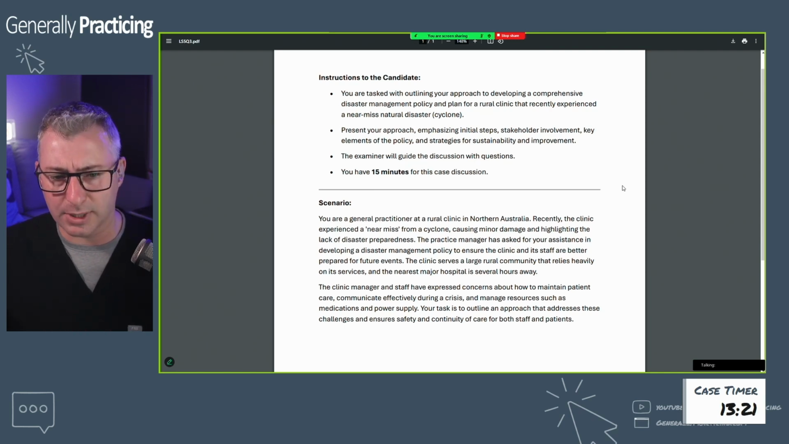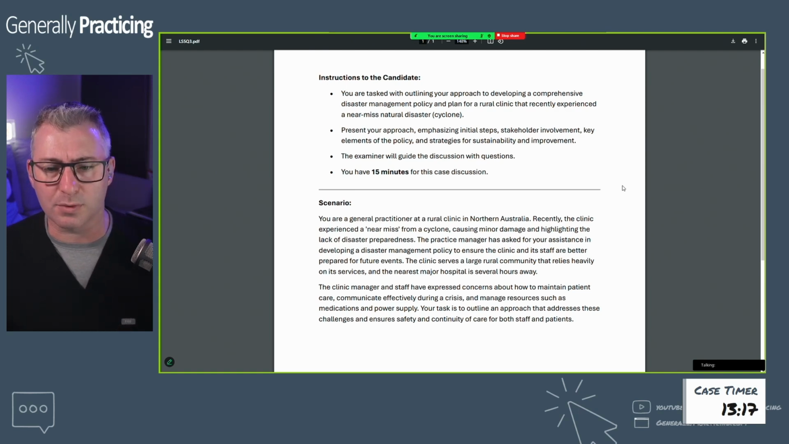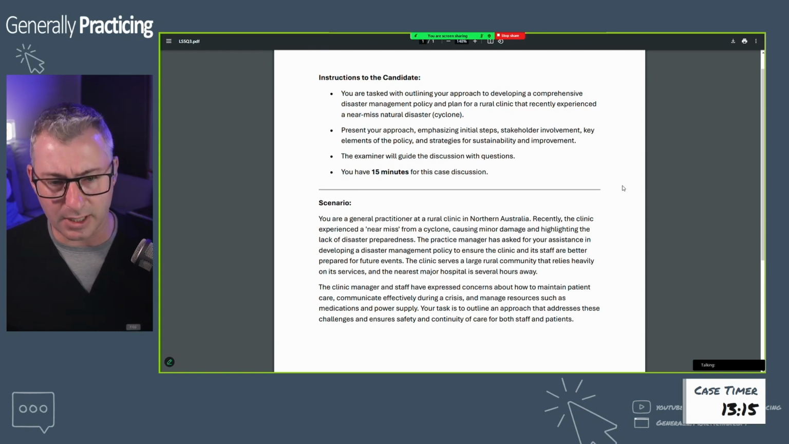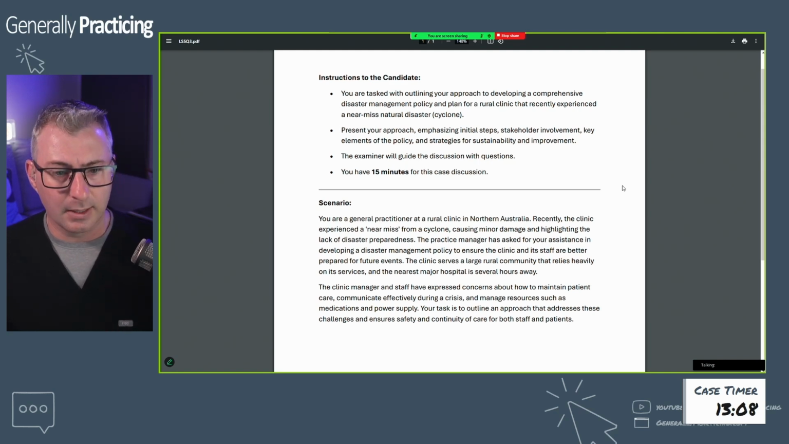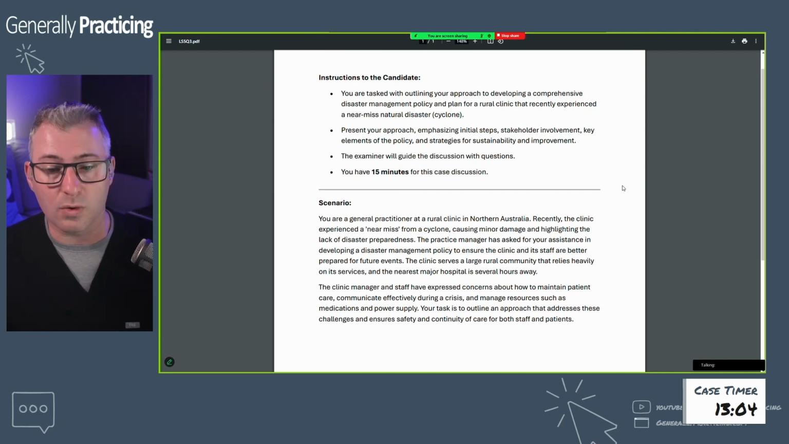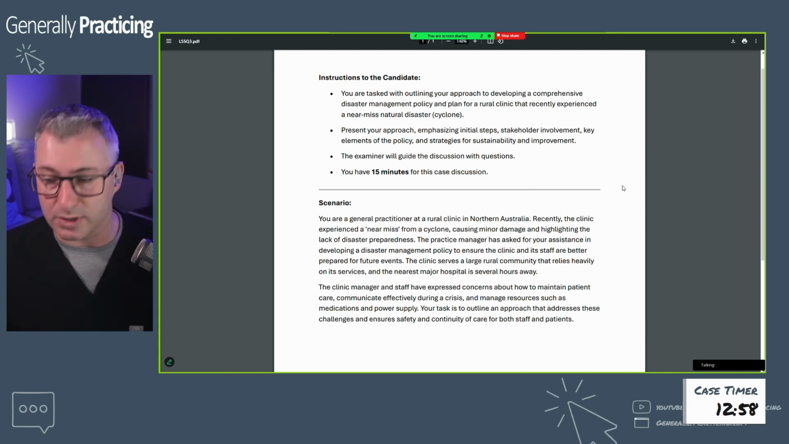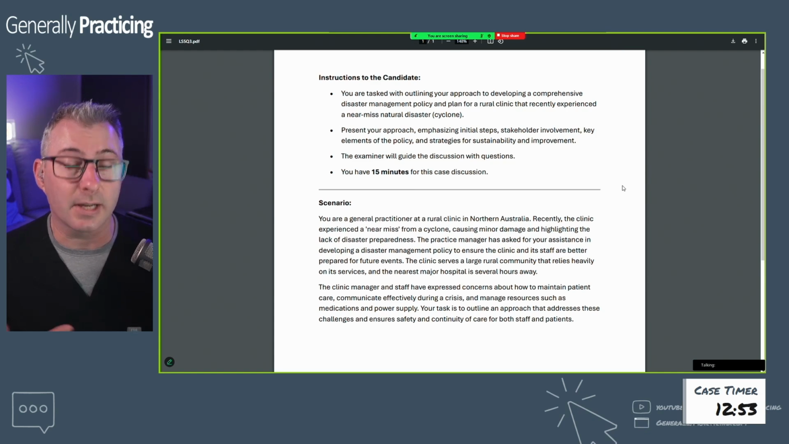A communication plan, so internal communication for staff, such as group messaging platforms or satellite phones, and external communication for patients in the community, whether this be coordinated locally with radio announcements or social media. Resource management, so strategies to maintain adequate supplies of medications, water, and fuel for generators. And in terms of partnerships and support networks, details of collaboration with nearby clinics, hospitals, and other local authorities for resource sharing and backup support.